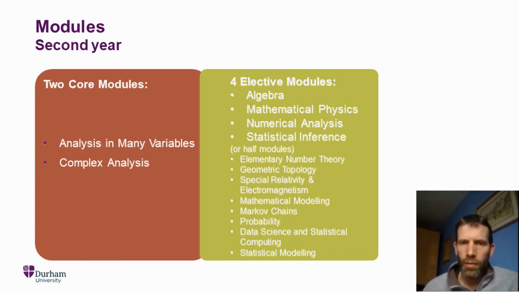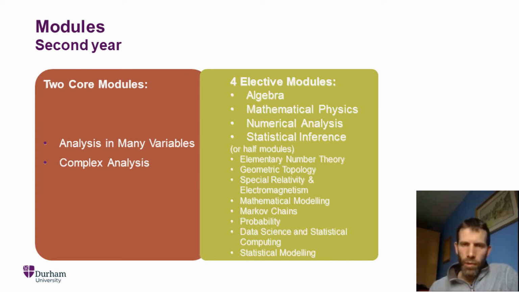You have to do 4 modules from the following choices: algebra, mathematical physics, numerical analysis, statistical inference. And these are kind of starting actually to group together into the research groups that I mentioned in the previous video, the pure, applied, and statistics. So if you want to do pure subjects later on, you really need to do algebra. If you want to do more applied, or at least the mathematical physics types modules later on, then you need to have done that, and so on and so forth.